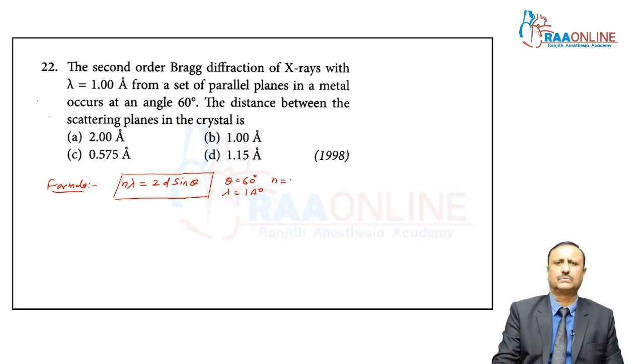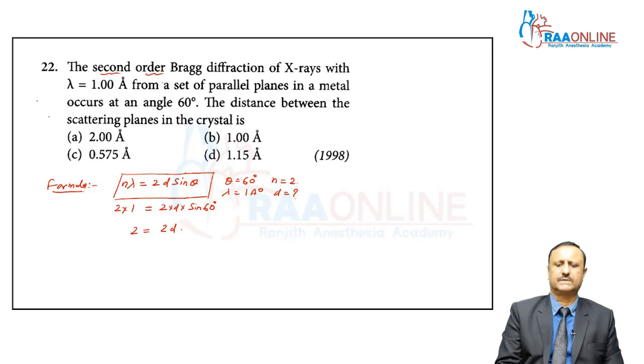Here n is equal to 2, because this is the second order, n is equal to 2. Now we can determine the d. Here we can put the values n = 2, lambda = 1.2 into 2d sin 60. My dear students, 2 is equal to 2d sin 60.